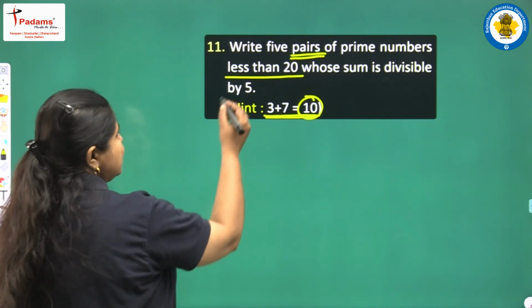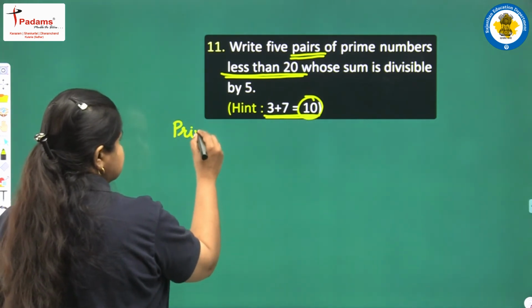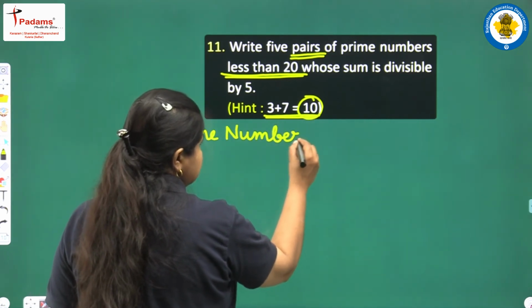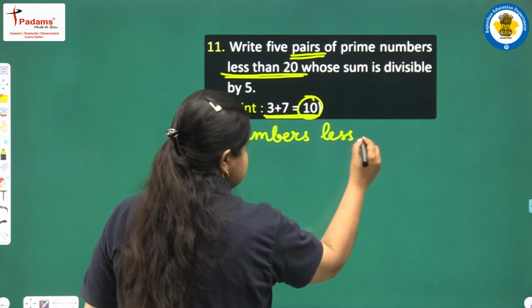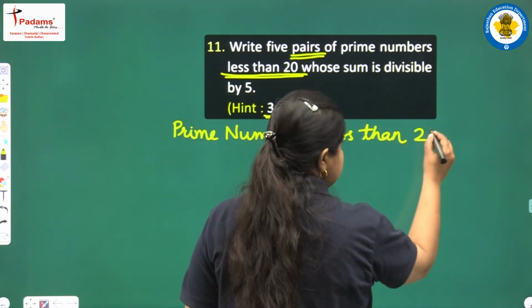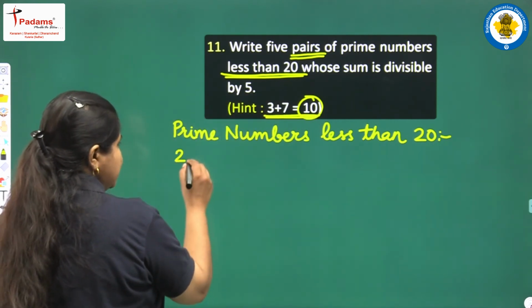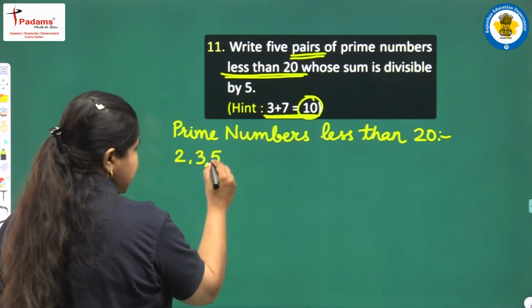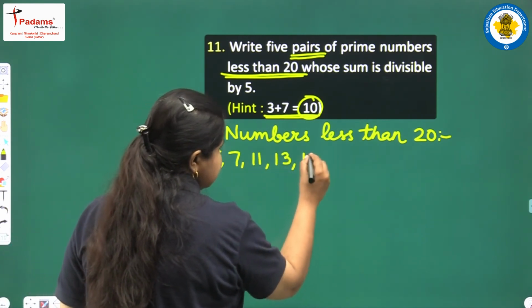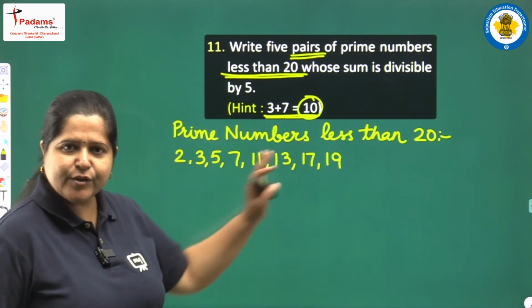First, let us write down the prime numbers less than 20. By this time, I hope that all of you must have learnt these prime numbers at least till 20. They start from 2, then 3, 5, 7, 11, 13, 17, 19. These are the prime numbers less than 20.